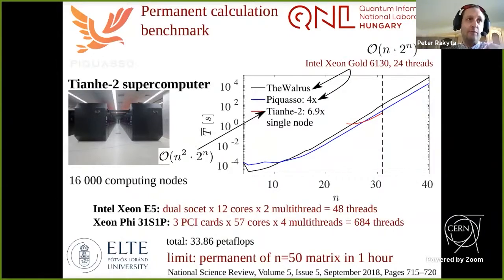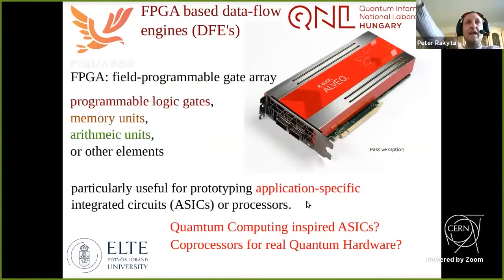We can scale up to 10 computing nodes efficiently, but not to 16,000 computing nodes. And that made us think, how can we beat this Chinese benchmark with a scalable solution? That's the point where the FPGA-based data flow engine comes into the game.